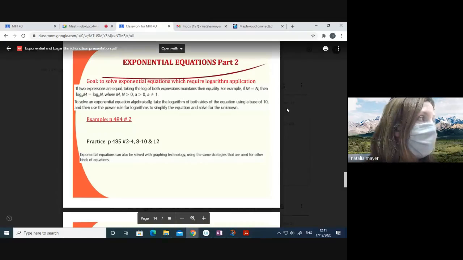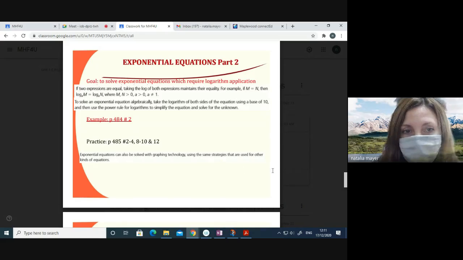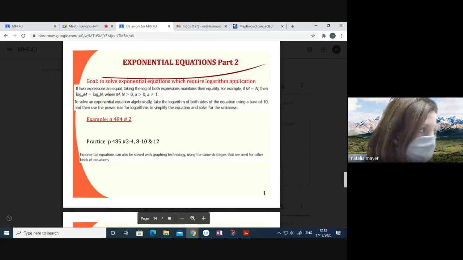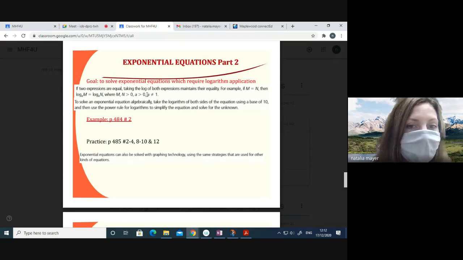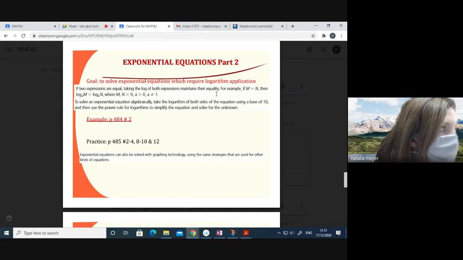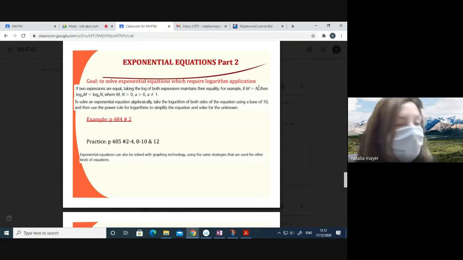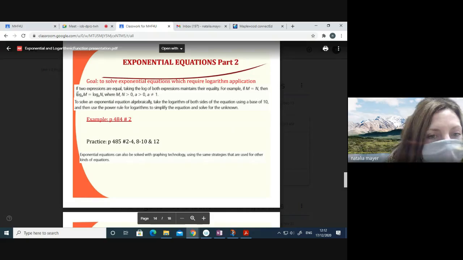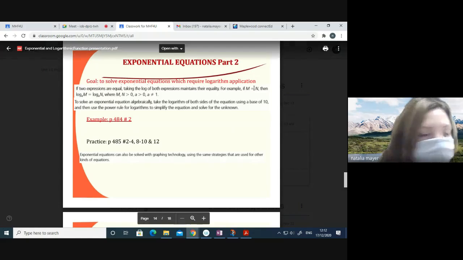Equations, part 2. The purpose is to solve exponential equations which require logarithm application. The idea is very simple. If you have two exponential expressions which are equal, then taking log of both expressions maintains the equality. Let's say m and n are exponential expressions, and they're equal. If I take the logarithm of the left side and the logarithm of the right side, with any logarithm to any base, then this equation will be equivalent to this equation.